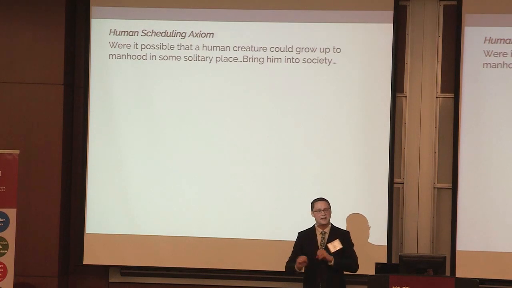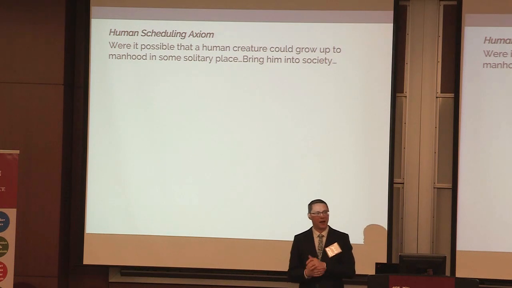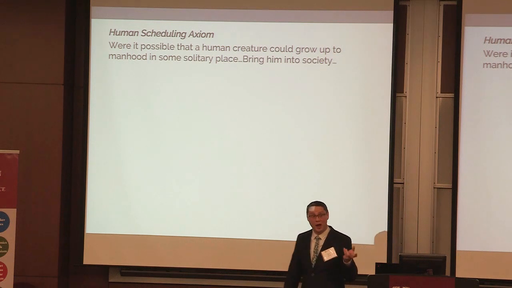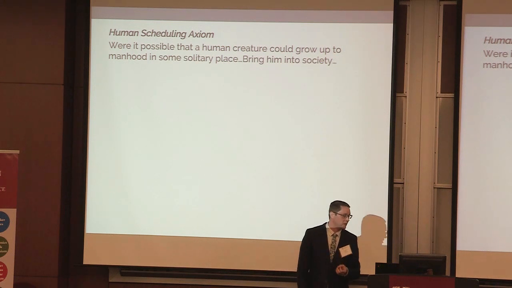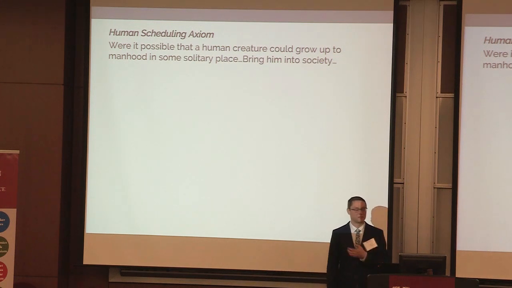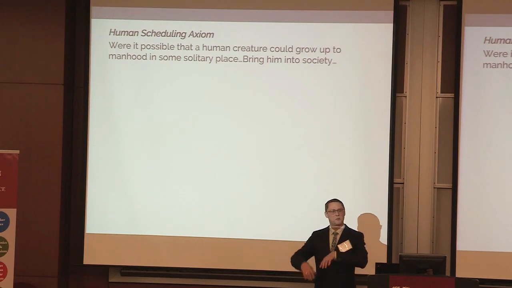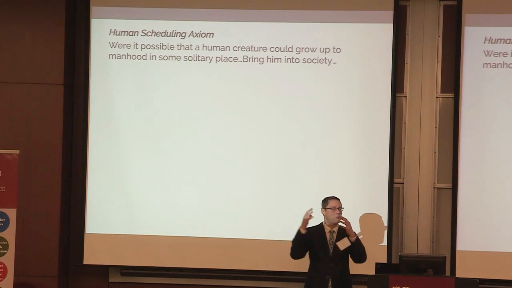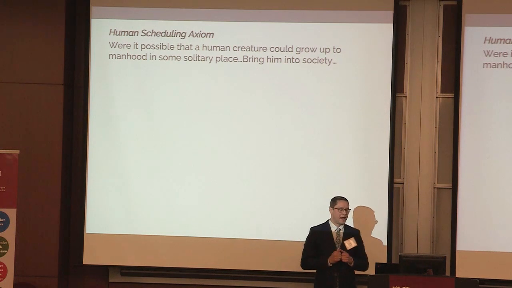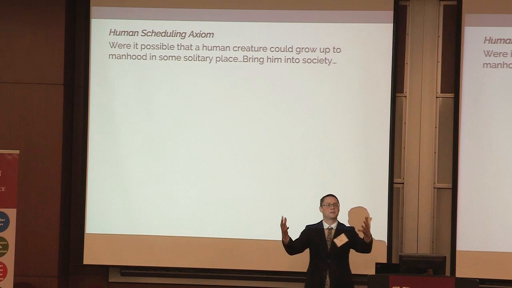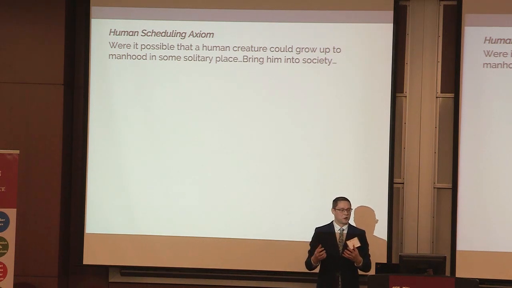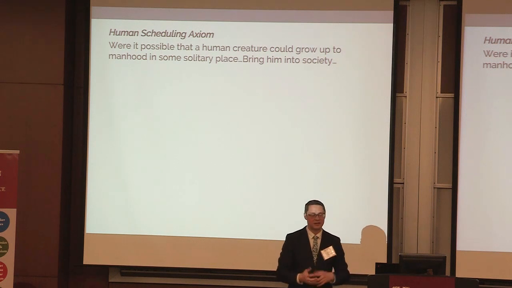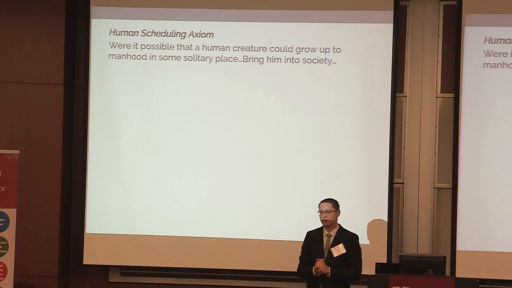He doesn't put this as an axiom, he takes it for granted. But he talks about this counterfactual case. Suppose it were possible that a human creature could grow up to manhood in some solitary place. He's saying, suppose that was the case, because it's obviously not the case. We grow up with other people around us. And he says, bring him into society. So the first axiom that Smith has about the human animal is that it's social, it's embedded.